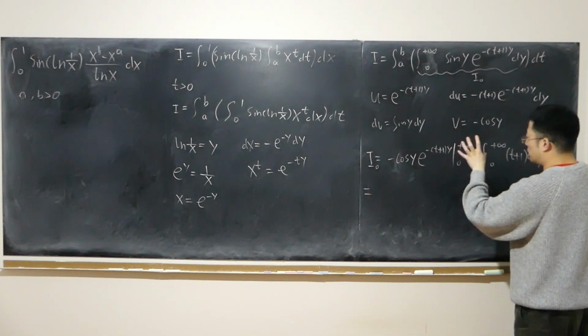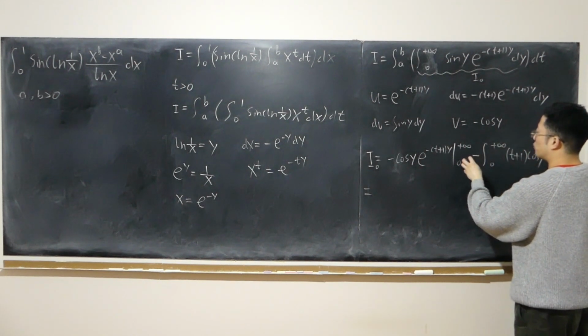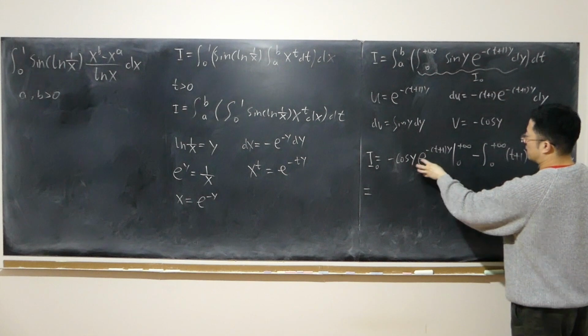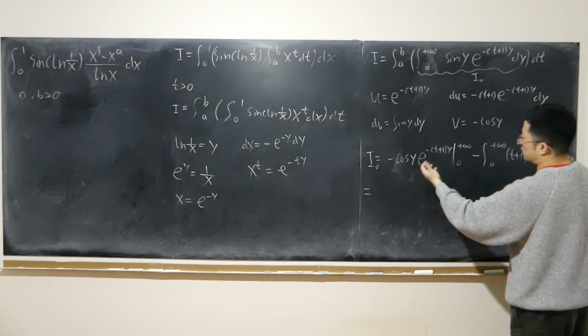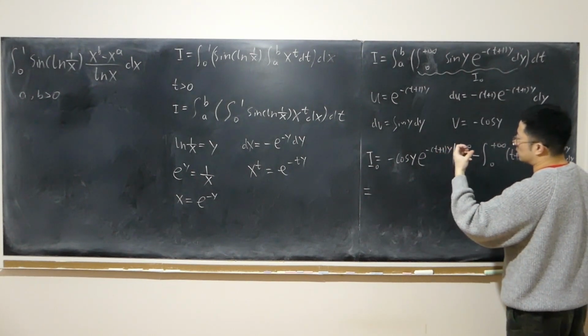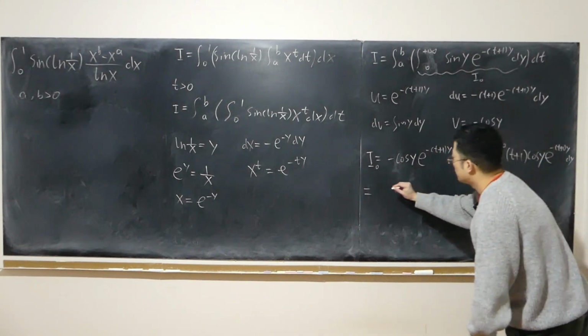So 0 minus 0 goes in here. So e to the 0 is 1. Cosine 0 is 1, so we have negative 1. So we have 0 minus negative 1. So 0 plus 1, we have 1.